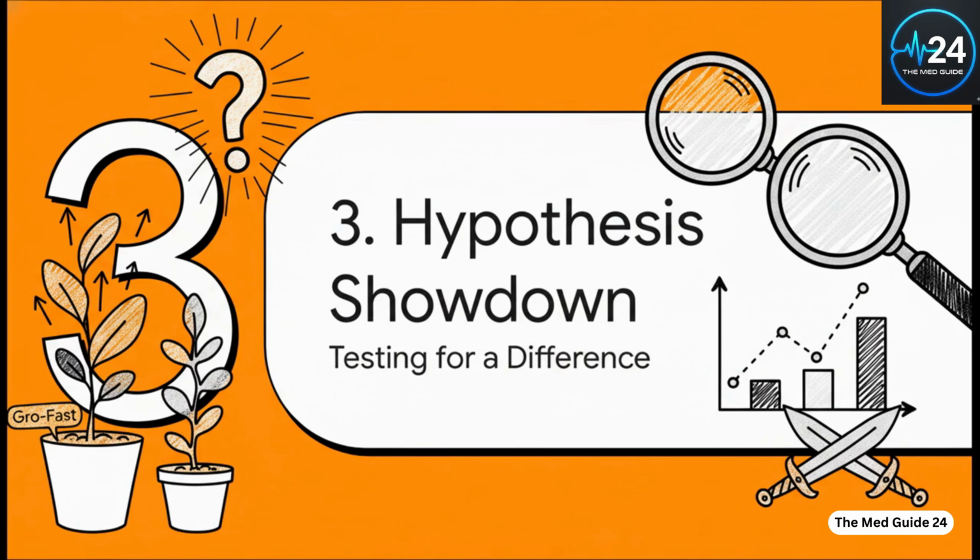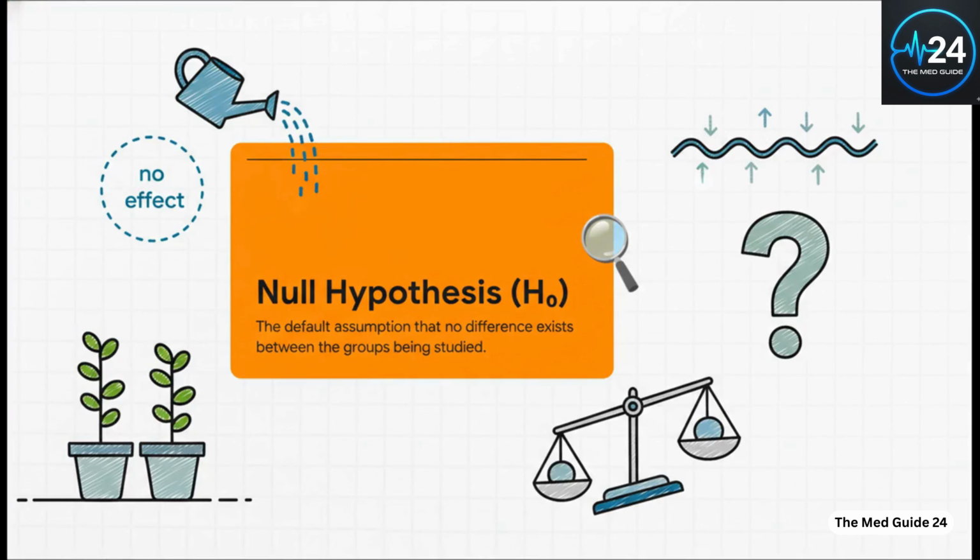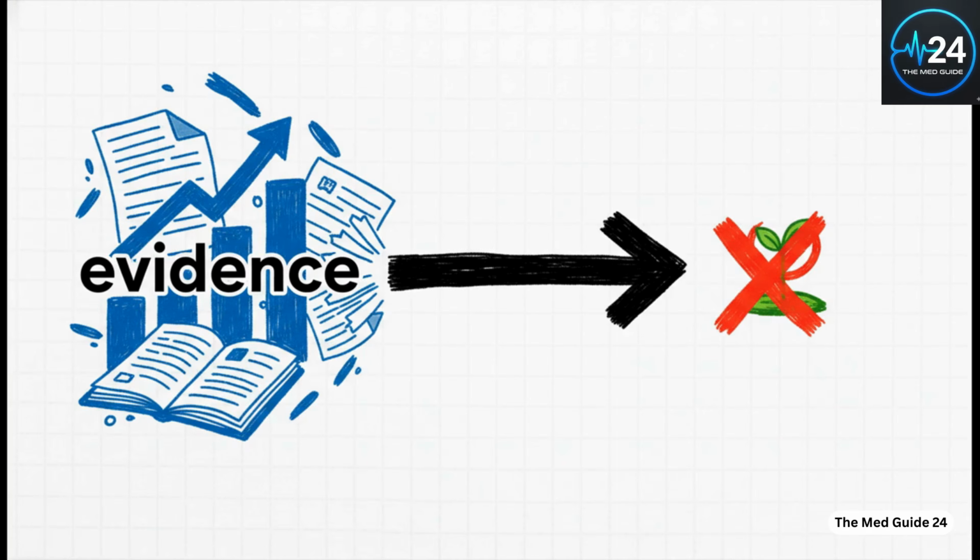To figure that out, we have to formally test our idea. It's showdown time. And this brings us to maybe the single most important idea in all of research statistics, the null hypothesis. You can think of it as the ultimate skeptic. Its default position, its starting assumption, is that our fertilizer does absolutely nothing. It says, nope, that difference you're seeing in plant height, that's just random luck, pure chance. We call it H0. So our whole experiment, its entire purpose, is to try and prove that skeptic wrong.